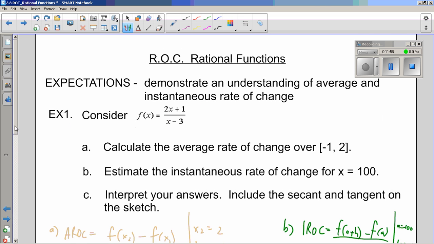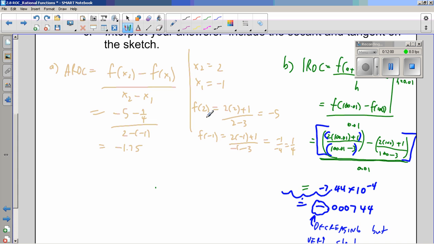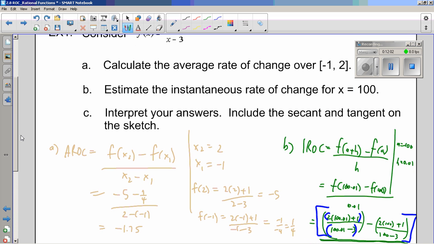All right, so that's B. And nasty, nasty calculation, we realize that. Include the secant and tangent on your sketch. All right, so the secant, remember, is the average rate of change. I'm going to put that on there. This is the secant, and this is going to be the tangent. Remember, instantaneous rate of change is the tangent. Secant is the average rate of change.